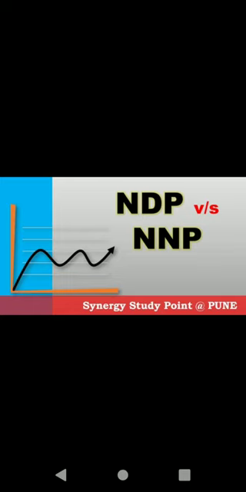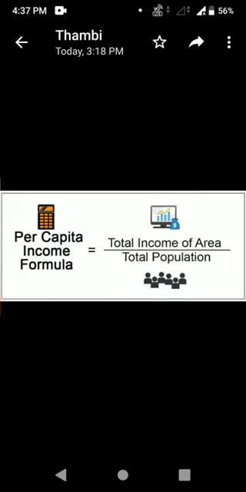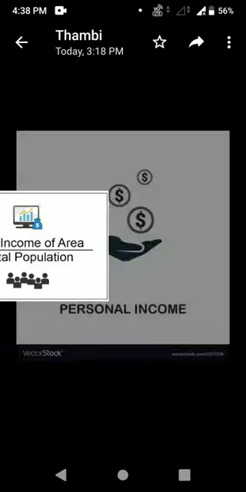Sixth one is the personal income. Once again, I'm saying fifth one, per capita income. It is calculated by total income of an area divided by total population. Okay, total or national income by population. Like this also, per capita income is calculated.